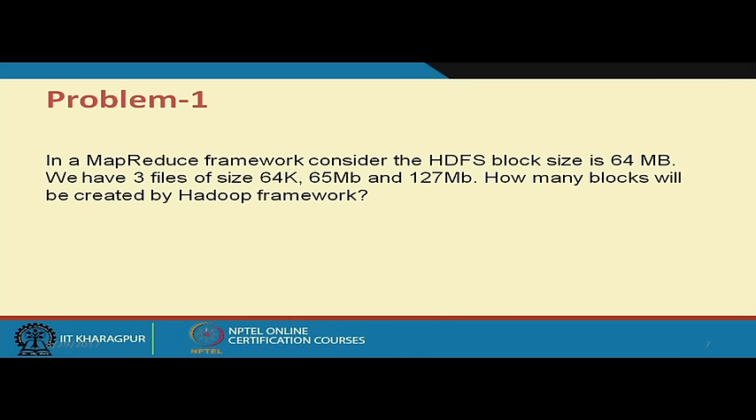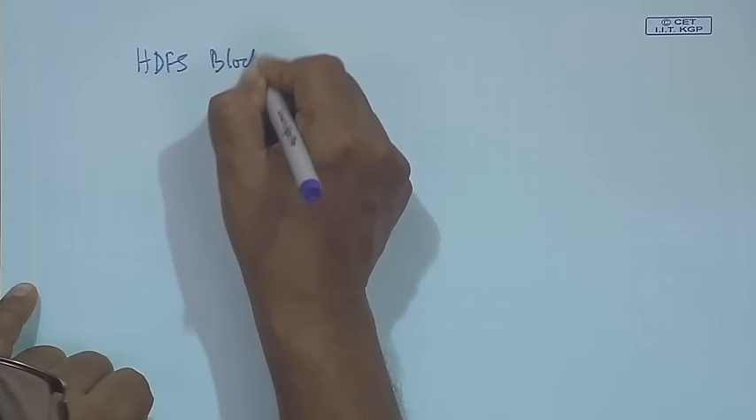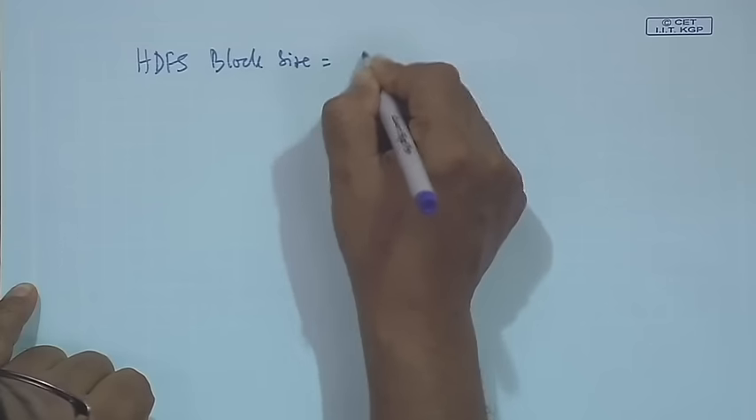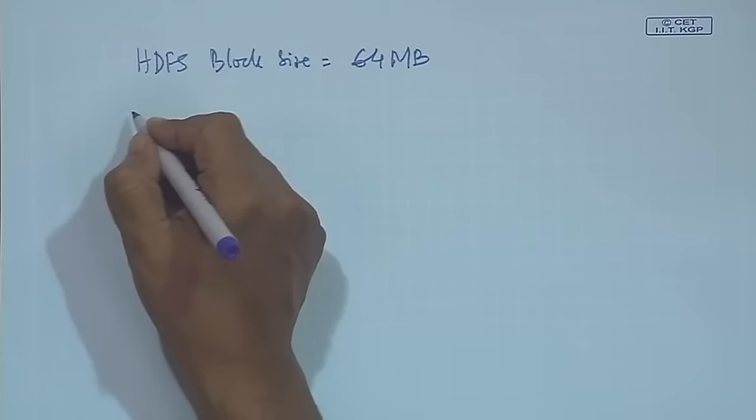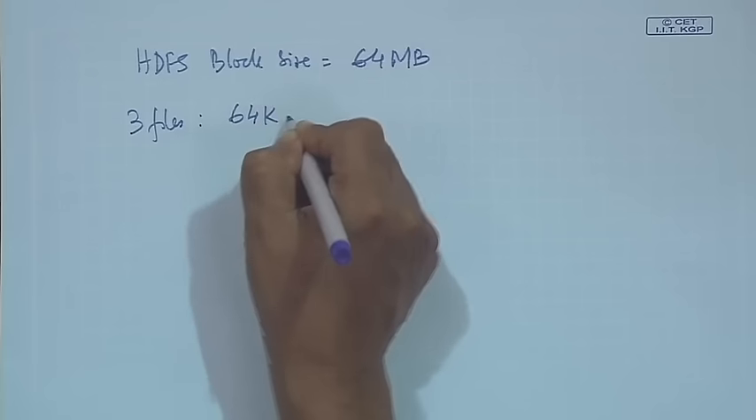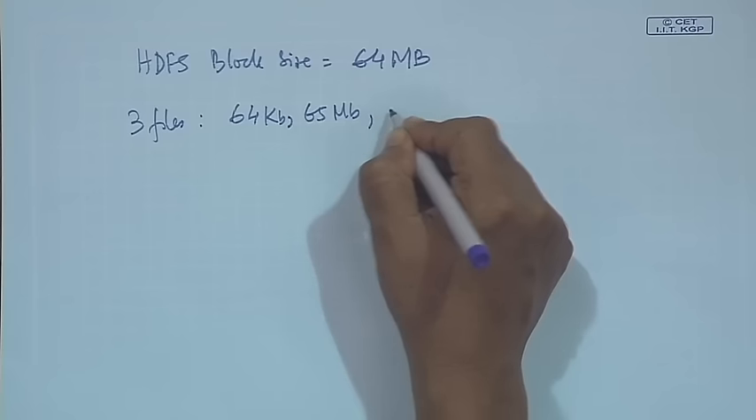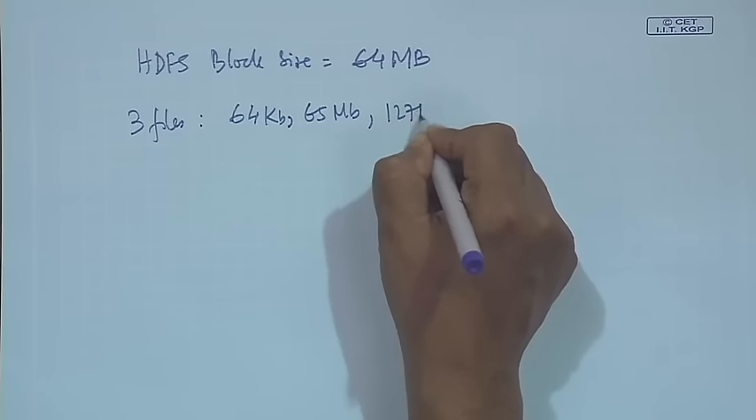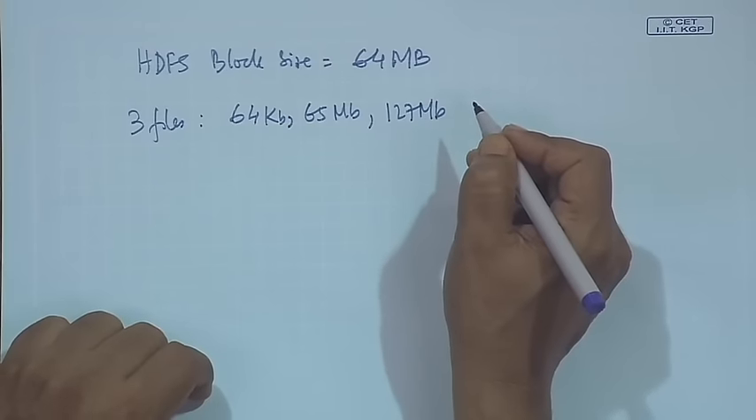So, in this particular problem, if the HDFS block size is 64 MB, then we want to find out, if there are 3 files of 64 KB, 65 MB and 127 MB, how many blocks will be created by the HDFS framework, right.